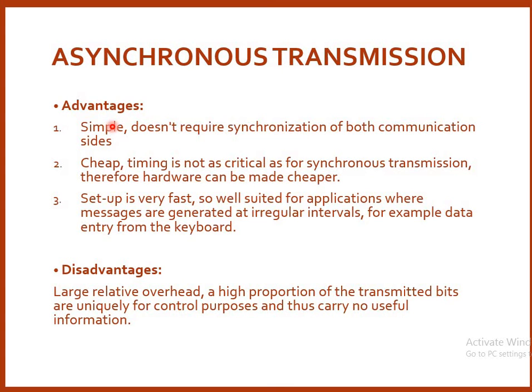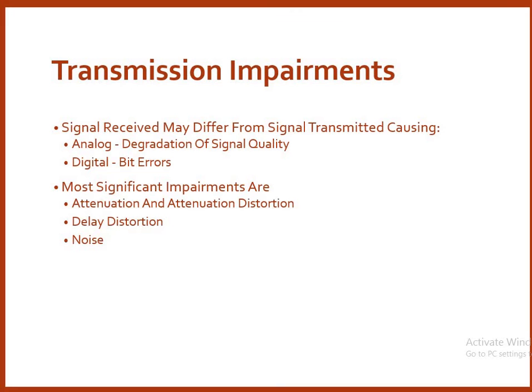Asynchronous transmission is simple, and doesn't require synchronization of both communication sides. Cheap: timing is not as critical as for synchronous transmission, therefore hardware can be made cheaper. Setup is very fast, so it is well suited for applications where the messages are generated at irregular intervals, for example, data entry from the keyboard. Disadvantages: large relative overhead, a high proportion of the transmitted bits are used for control purposes and thus carry no useful information.